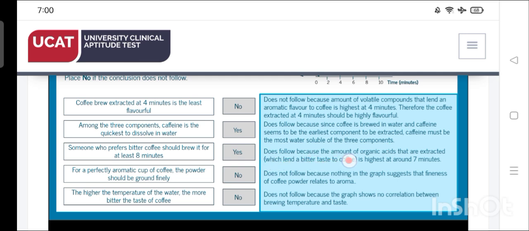Third one does follow because the amount of organic acids that are extracted is highest at around 7 minutes. Fourth one does not follow because nothing in the graph suggests that fineness of coffee powder relates to aroma. Fifth one does not follow because the graph shows no correlation between brewing temperature and taste.